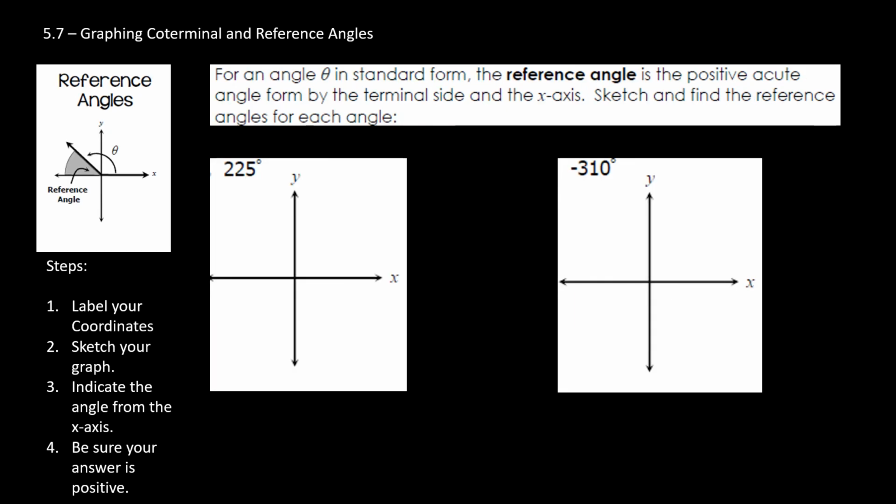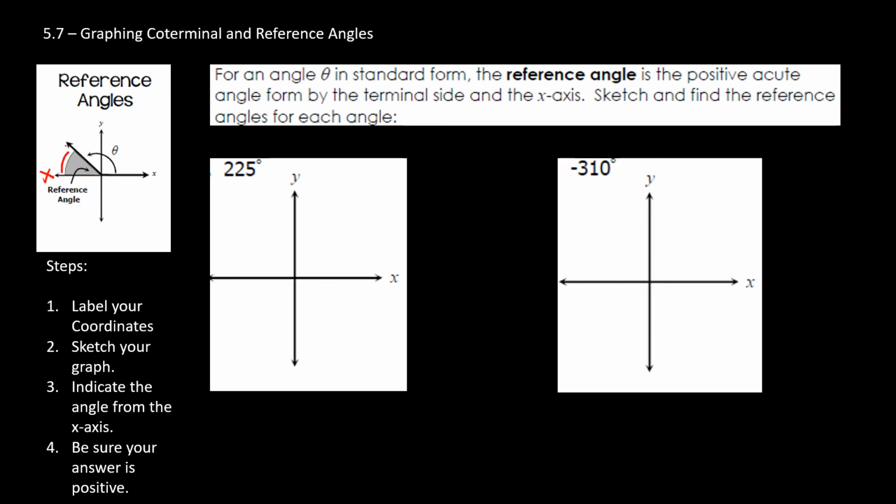So now let's discuss reference angles. This is our new vocabulary word, our second one for the day. So what is a reference angle? It says for an angle theta in standard form, the reference angle is the positive acute angle formed from the terminal side and the x-axis. Sketch and find the reference angles for each angle. Okay, long story short, this is just the angle off the x-axis.